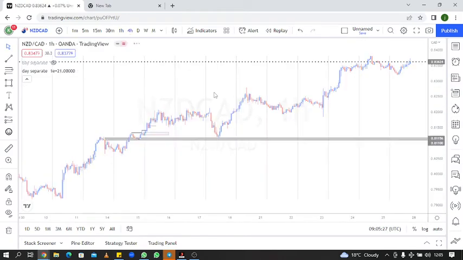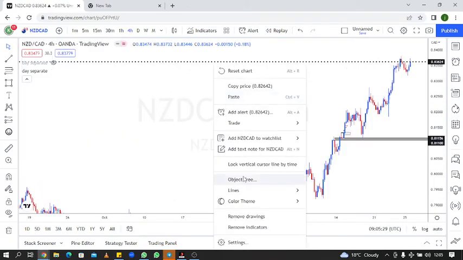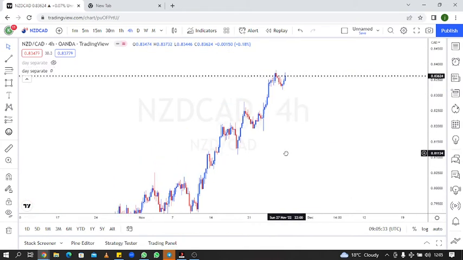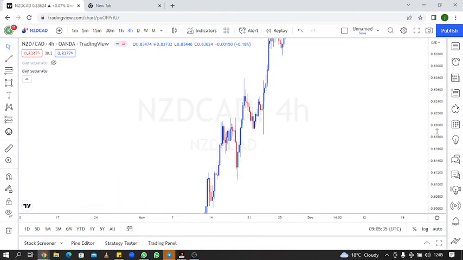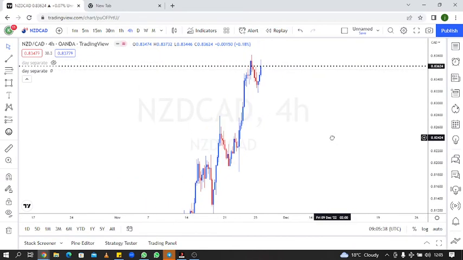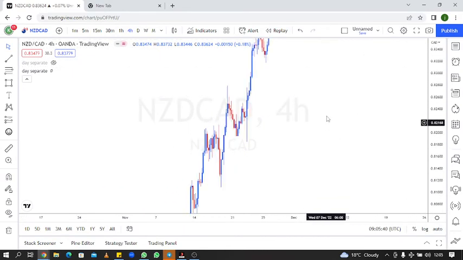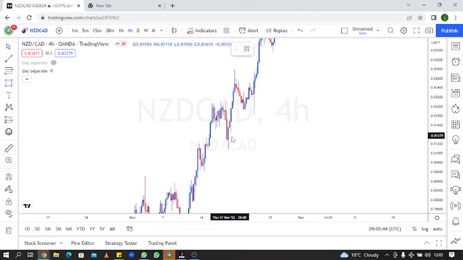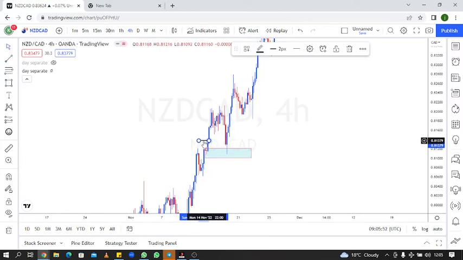I switch to H4. So in my H4, I look for order blocks. When you see the market is just going upwards, you see, it has been reacting on this order block. This is the order block which broke the market from this side. Market came back, reacted from it, and went upwards.